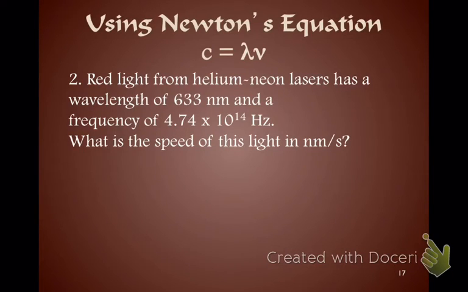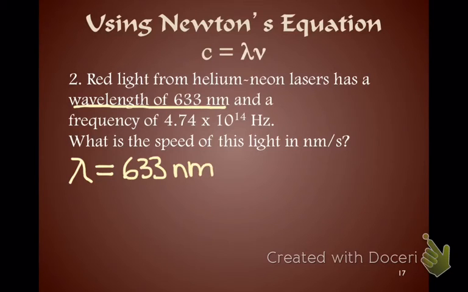An example problem. Red light from helium neon lasers has a wavelength of 633 nanometers and a frequency of 4.74 times 10 to the 14th hertz. What is the speed of this light in nanometers per second? Considering the problem, we see that the wavelength is 633 nanometers, and wavelength is lambda. So if we write down the information we know, lambda equals 633 nanometers. Please make sure to include your units so that you can solve the problem with your units correctly.